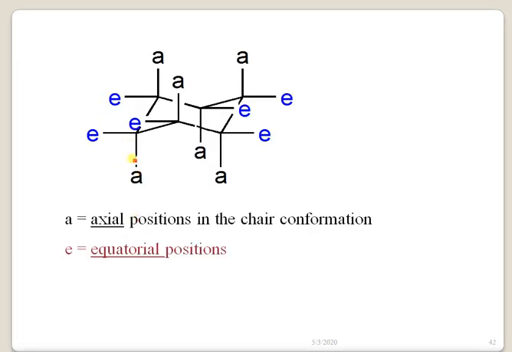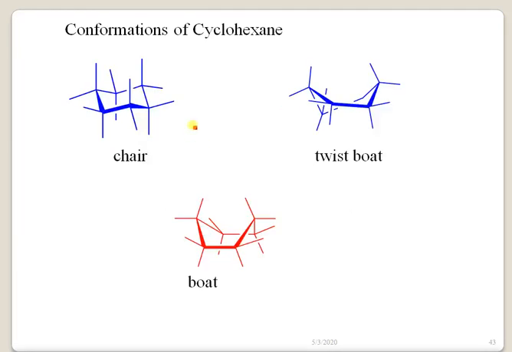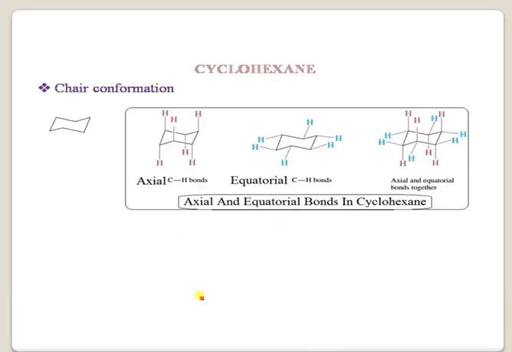This is again cyclohexane. Each carbon has two bonds, one axial and another equatorial. The blue color indicates the equatorial bond and the black color is the axial position in the chair conformation. These are the different forms of cyclohexane: one is chair, another is twist boat, and the other is boat conformation. This is a representation of cyclohexane in chair, twist boat and boat conformation.